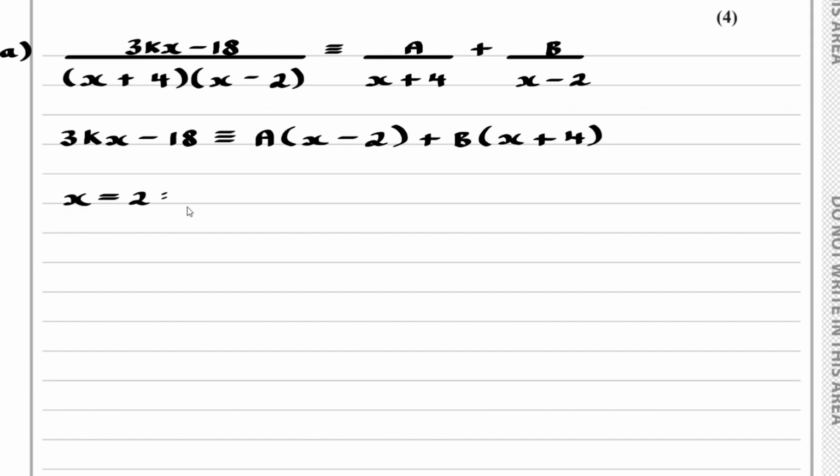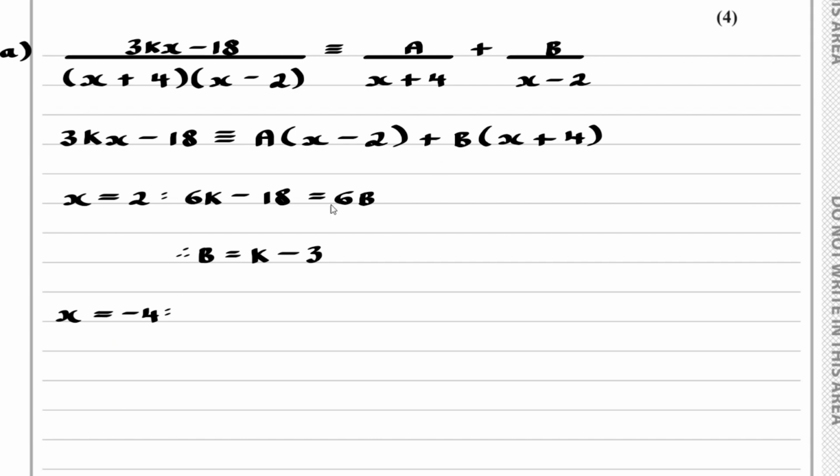If I substitute in x equals 2, on the right hand side the a term disappears, and on the left hand side we have 3 times k times 2 subtract 18, which is 6k subtract 18, and on the right hand side we have b times 2 plus 4, so that's 6b, and if I divide through by 6, b is equal to k subtract 3.